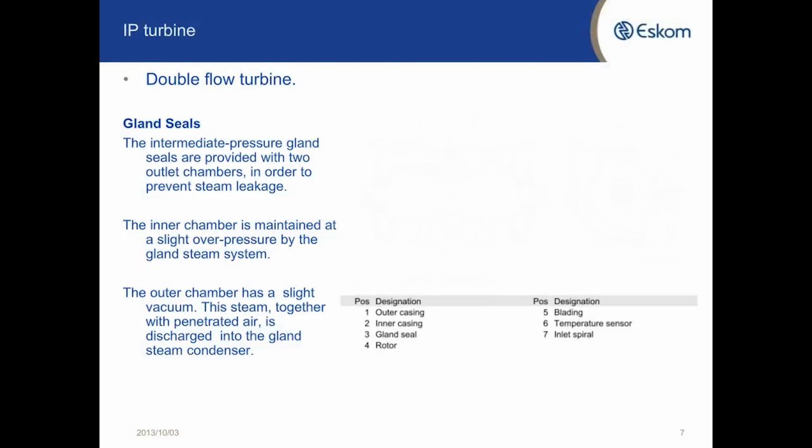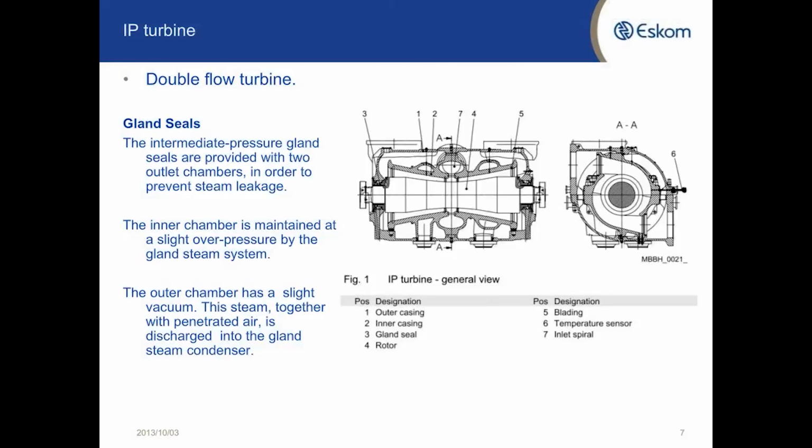For the IP turbine, the gland seal is almost the same except for the innermost chamber. The intermediate pressure gland seals are provided with 2 outlet chambers in order to prevent steam leakage. The inner chamber is maintained at a slight overpressure by the gland steam system, and the outer chamber has a slight vacuum. The steam together with penetrated air is discharged into the gland steam condenser.